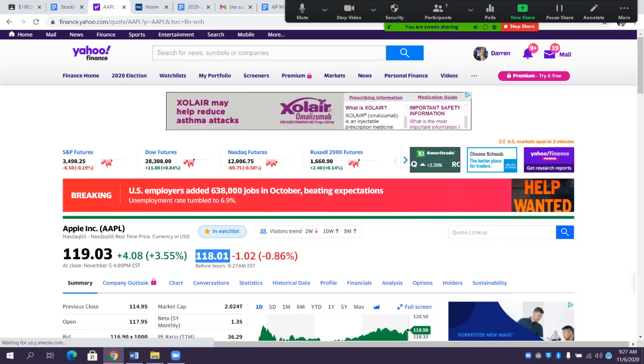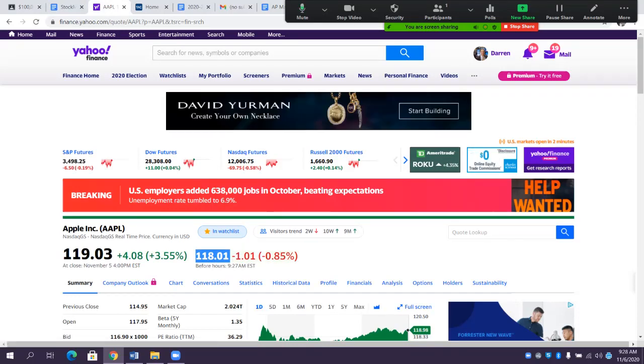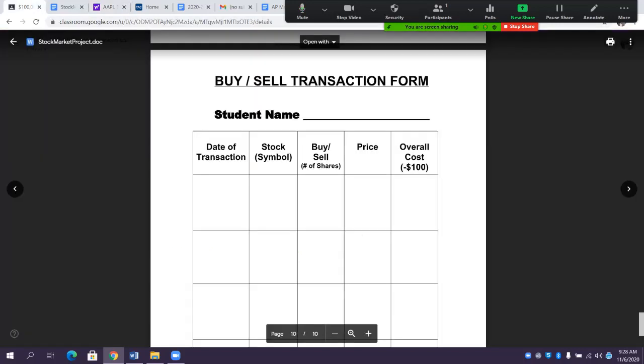So you can only trade during the day, and you're going to have to take a screenshot of the Yahoo Finance screen. And you could do that by hitting Control Print Screen, opening that up in Paint, and saving it and emailing me that. If you have an Apple computer, you would then do Command-Shift-4. So that's how you fill out the buy-sell transaction form.